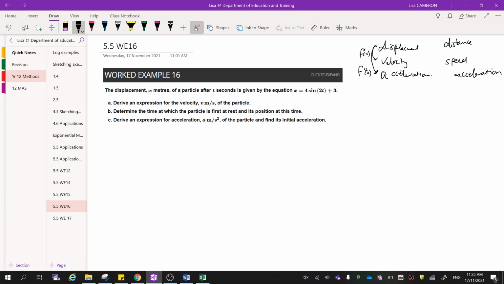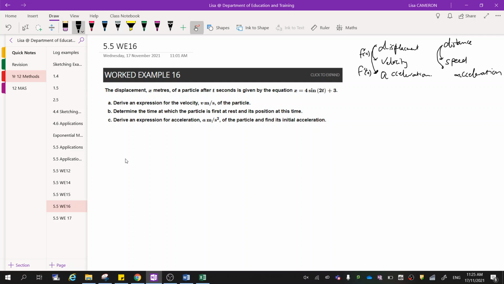Now, if I want to go the opposite way, that means I apply something called integration, which is what we'll learn about in the next term. Same for distance to speed. So if I want to get from here to here, I need to derive it. And if I want to get from here to here, I need to take the second derivative.